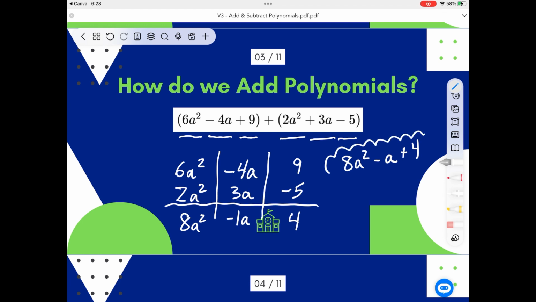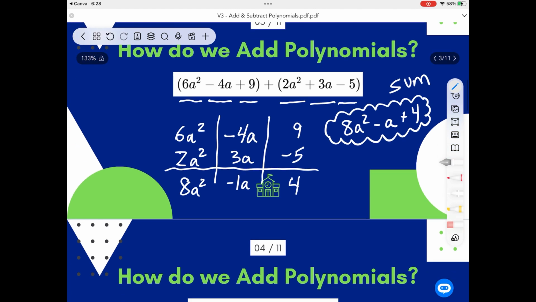So this is the sum of these original two polynomials. The sum means the result when we add them together. Let's go to a second example.